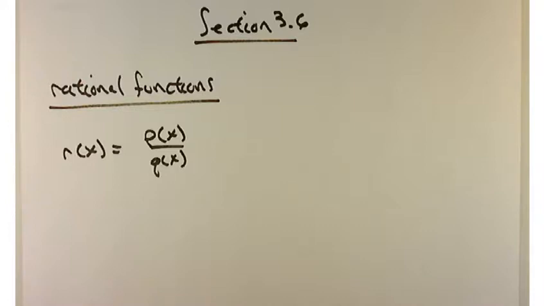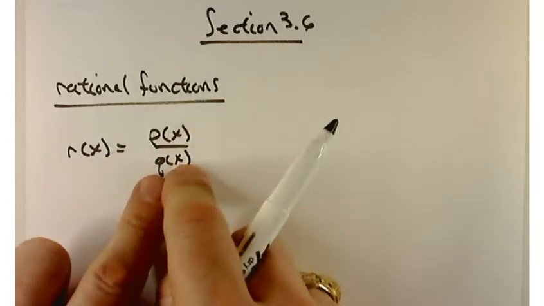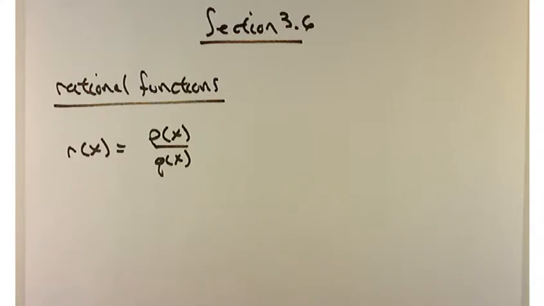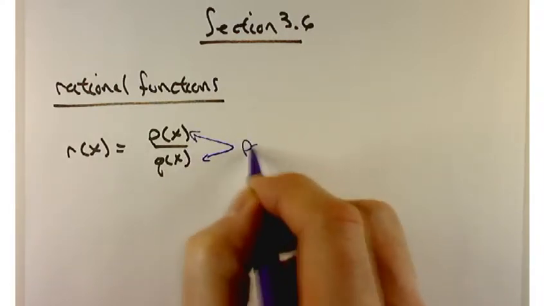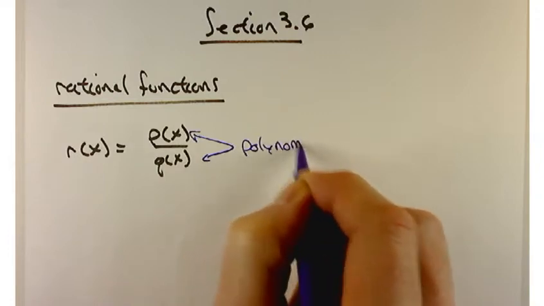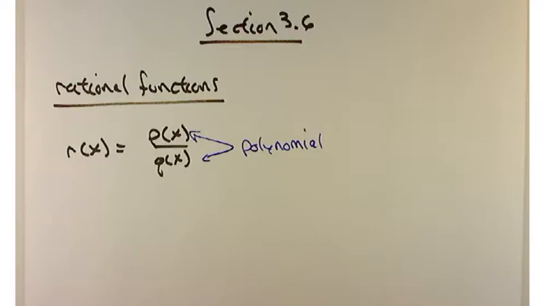So section 3.6 is going to discuss rational functions. Rational functions have this form: R of x is P of x over Q of x. Now, P of x and Q of x are understood to be polynomials, the kind of stuff that we've been studying the entire rest of this chapter. And we want to look at the graphs of these rational functions.